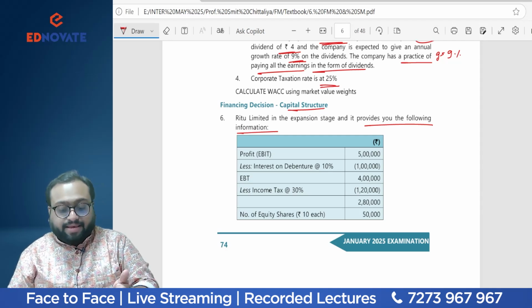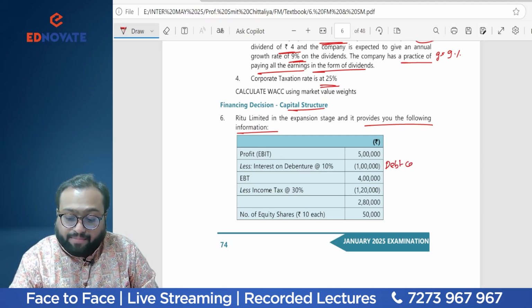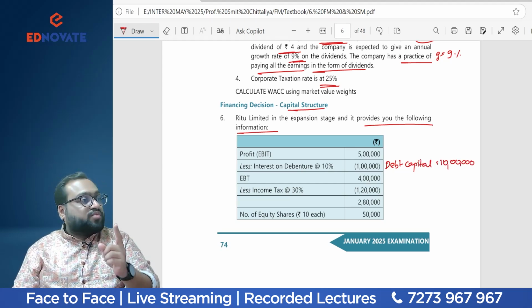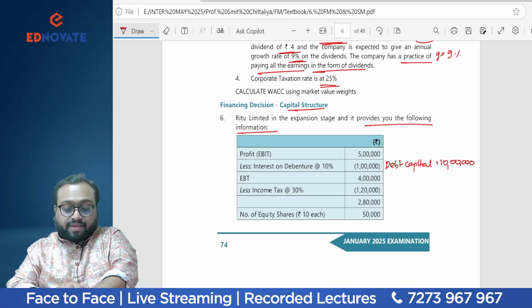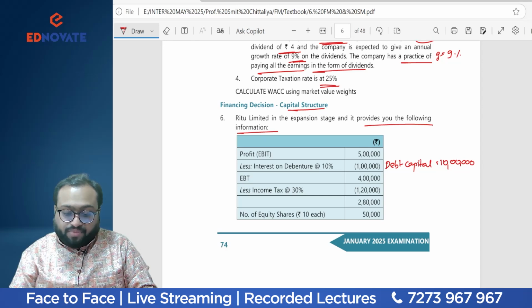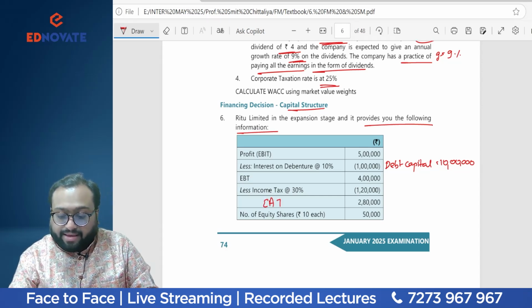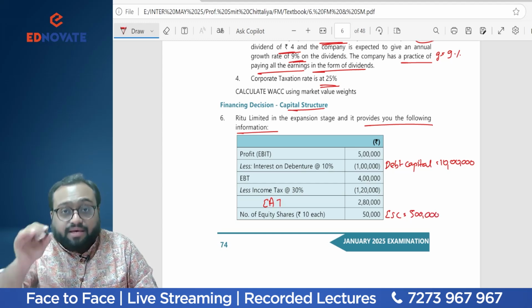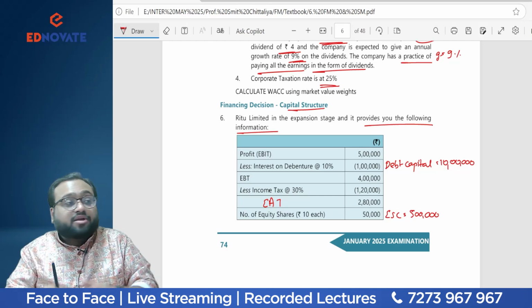Profit, that is EBIT, less interest on debt capital. I can tell the debt capital the company currently has is 10 lakhs. First thing I have already calculated over here: interest is 1 lakh divided by rate of interest, 10%, so 10 lakh is the debt capital. EBT less income tax will be EAT, divided by number of shares. I can say the equity share capital is 5 lakhs, existing in the company currently on the basis of what information has been provided, and it is right now in expansion stage.